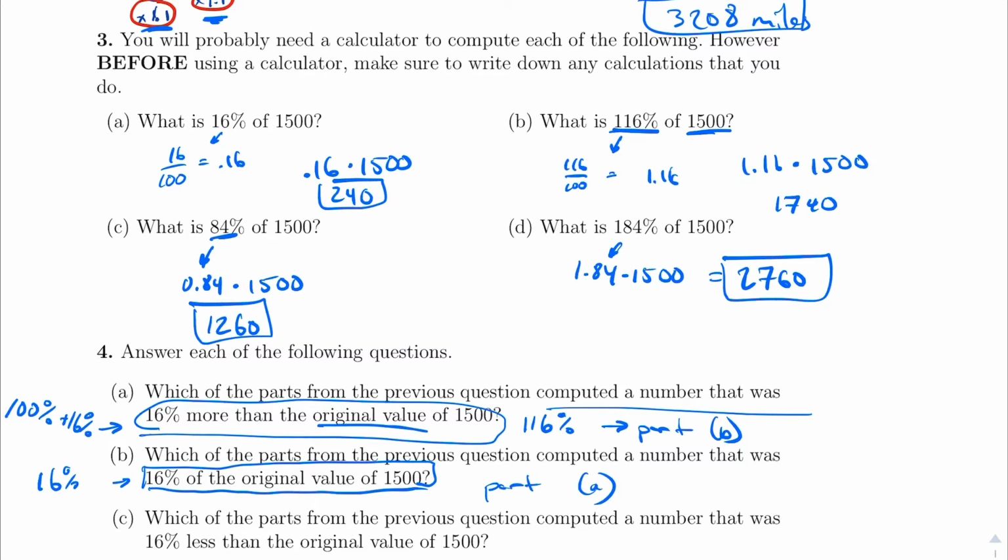Which of the parts from the previous question computed a number that was 16% less than the original value of 1,500? So 16% less than the original value would mean you had the whole 100%, and then you lost 16%, because it's 16% less, which would be 84% when you do the subtraction. So this is part C.